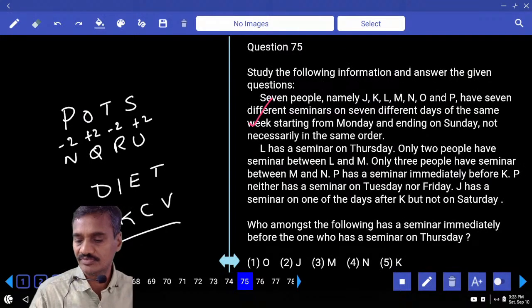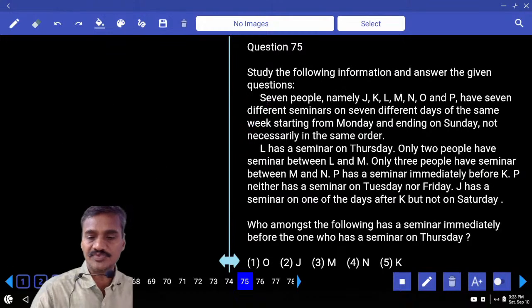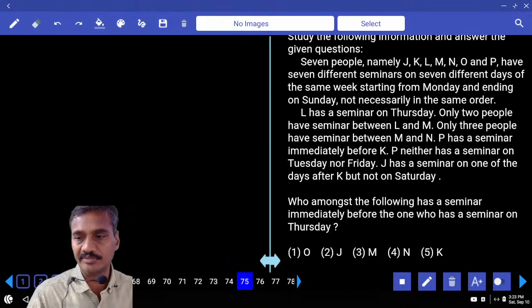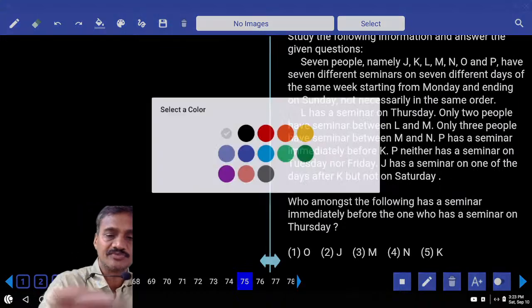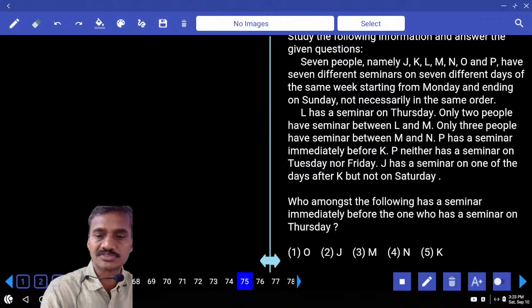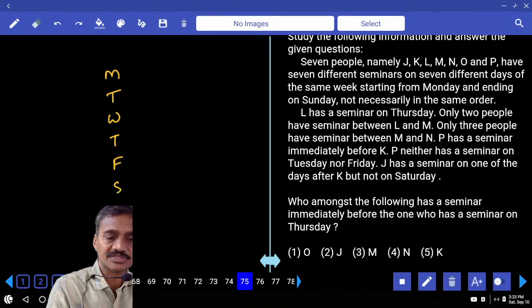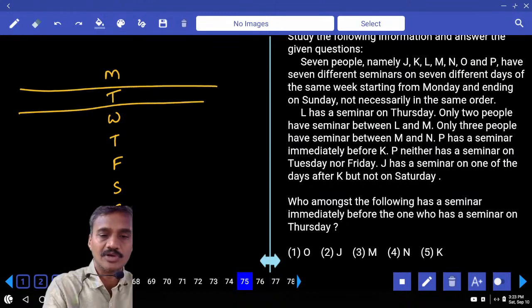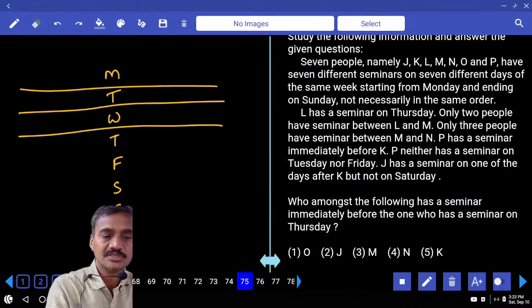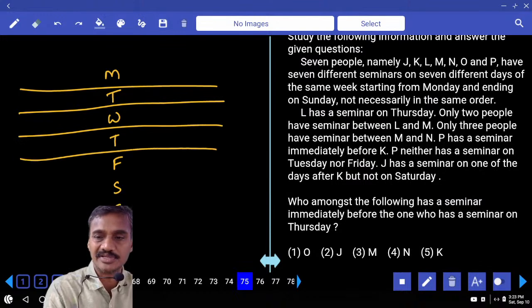Then 75. Now here in this 75, there are 7 people who have different seminars on 7 different days of the week, starting from Monday and ending on Sunday. Now Monday, Tuesday, Wednesday, Thursday, Friday, Saturday, and Sunday. Altogether we have 7 days. Now 7 persons have attended seminars on these 7 different days.